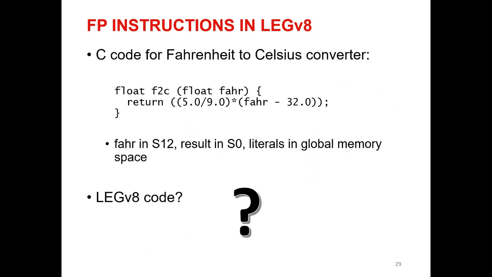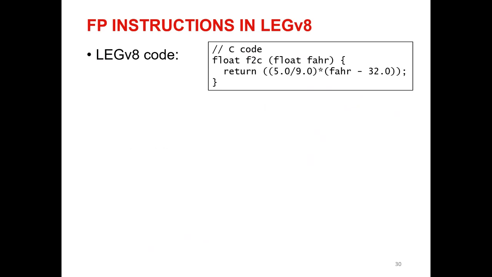So now I'm going to show you. Imagine that we have this code which in C just converts from Fahrenheit to Celsius. I'm going to show you how this will be converted into LEGv8 code. Okay. So we have the C code here. I think it's clear. Remember in C, float will be equivalent to single precision, and double would be equivalent to double precision. So here, as this function is using floats, we are using single precision.